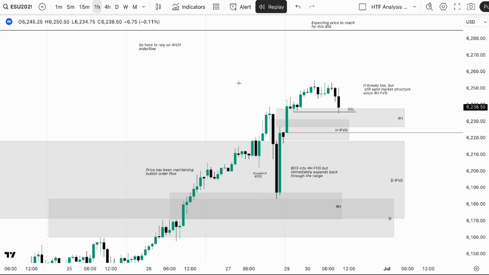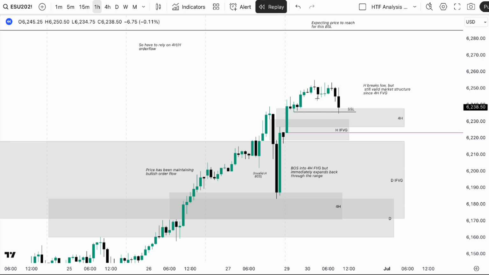For example, if we have a 15-minute break-ish structure into an hourly fair value gap, that is just a break-ish structure on the lower time frame for a retracement on the higher time frames. So we run all the way back up through the range, displace higher, creating this 4-hour fair value gap. Now we've come back and swept this sell side liquidity within this 4-hour.